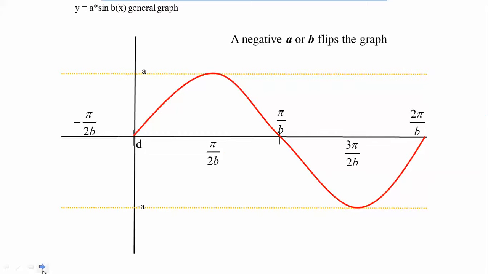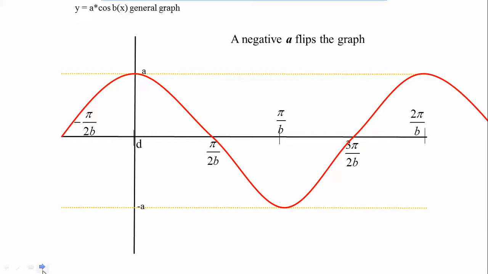Let's look at cosine. Cosine starts at the amplitude. And notice its pattern. It goes from amplitude, x-intercept, negative amplitude, x-intercept, positive amplitude. That's a regular cosine, which starts at the positive amplitude. Now if A is negative, then it's flipped upside down and it starts at the negative amplitude.